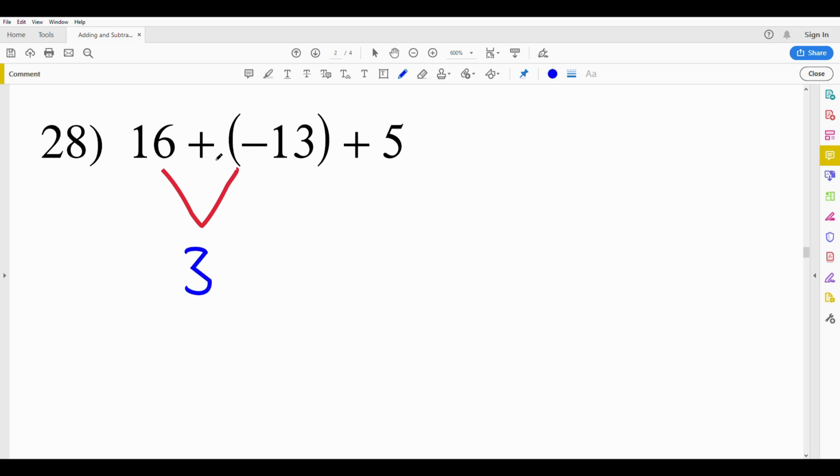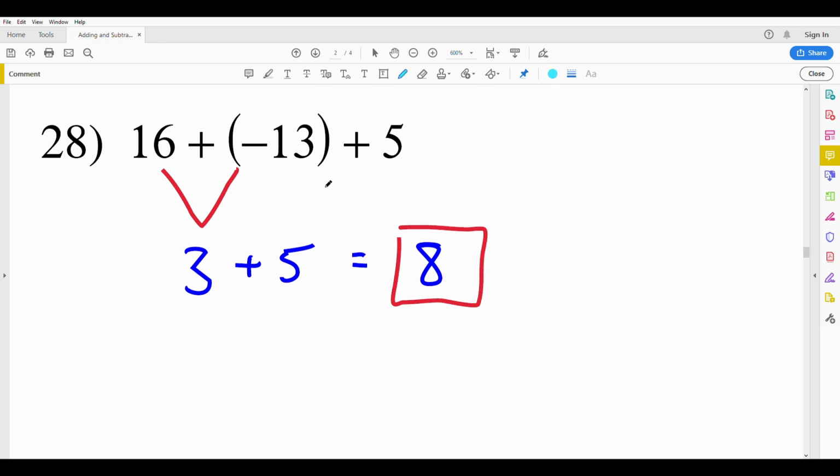And I knew that was going to be positive because 16 is a greater distance away from 0 than negative 13, and 16 is positive. Now all we have to do is add 5. 3 plus 5 is going to give us 8. So 8 is our solution in number 28.